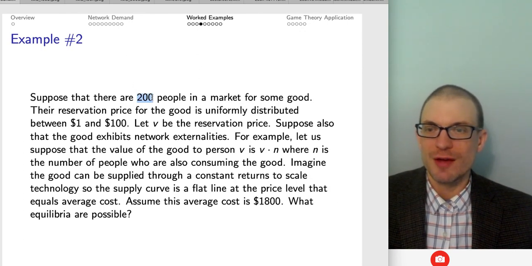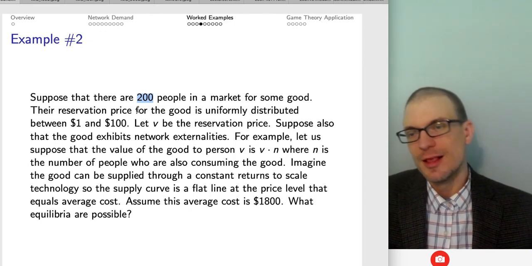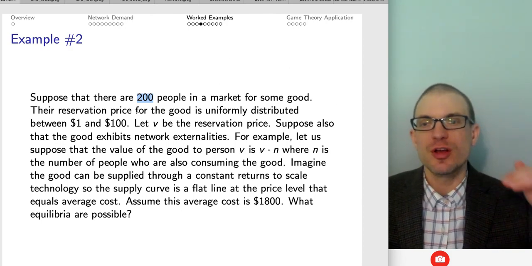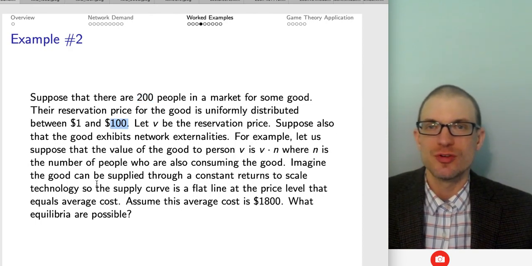Well, we are told we have 200 people. Remember, on our horizontal axis, we're putting our number of people in the market. It's the size of the market, so that's going to be our horizontal intercept. The vertical intercept corresponds to willingness to pay, the maximal reservation price, that's $100.